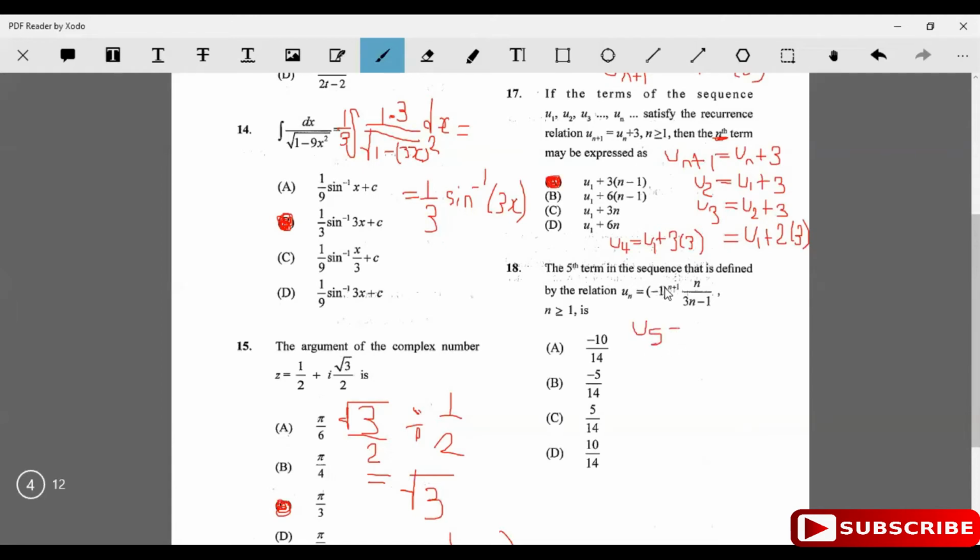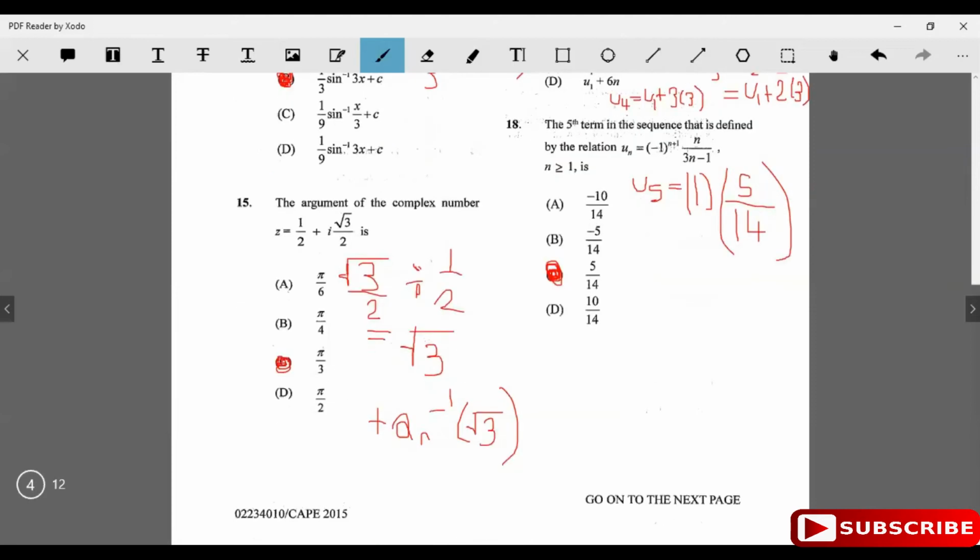And so u5 is equal to minus 1 to the 5 plus 1, which is 6. Minus 1 to the 6 is always a positive number, 1. So we'll get 1 times 5 over, n times 3 is 15 minus 1 is 14. And so we get 5/14 is the answer. Too easy. That's question 18.